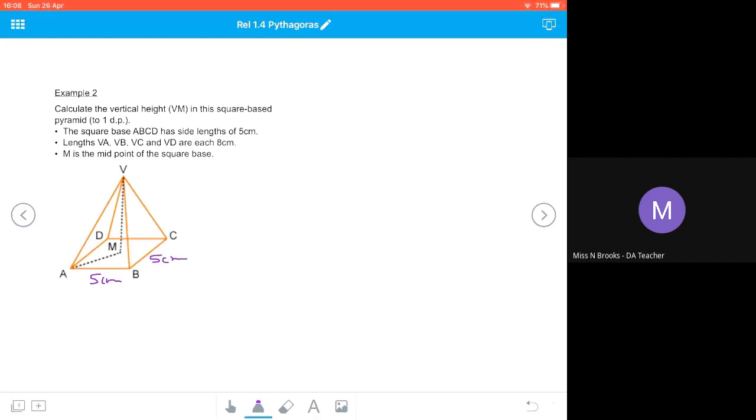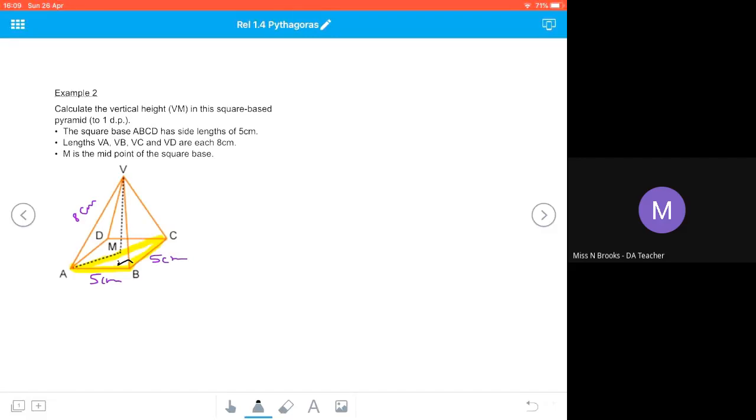So imagine that this was like a flagpole, and we're attaching a string from the top of that flagpole to some point a distance from the bottom of the flagpole. These are like hypotenuses of our right angled triangles, and these are all going to be 8 centimeters. M is the midpoint of that square base. So the first thing we're going to do is work out the length of AC, because we can form our right angle triangle ABC, and then we can work out the length of AM because it is half the distance of AC.